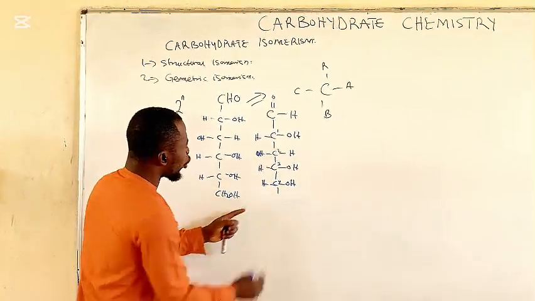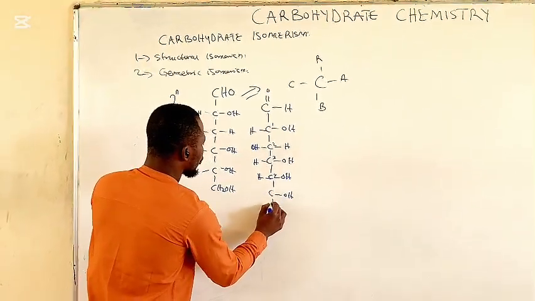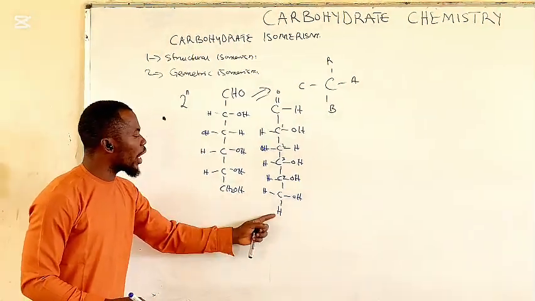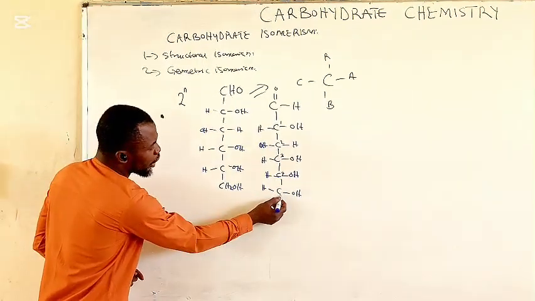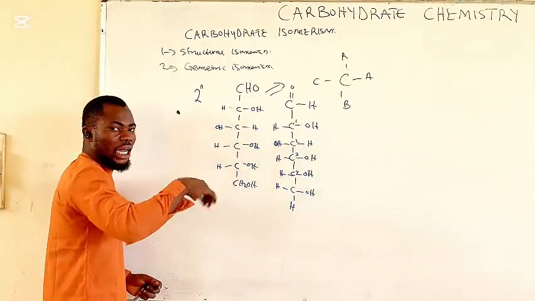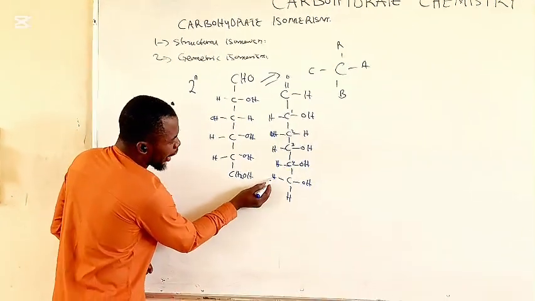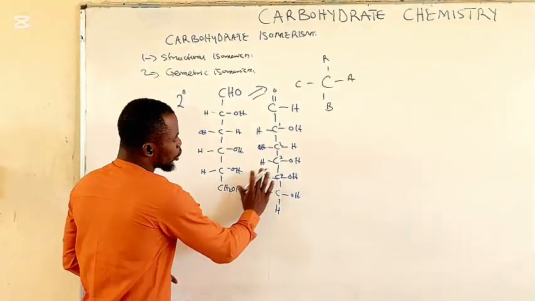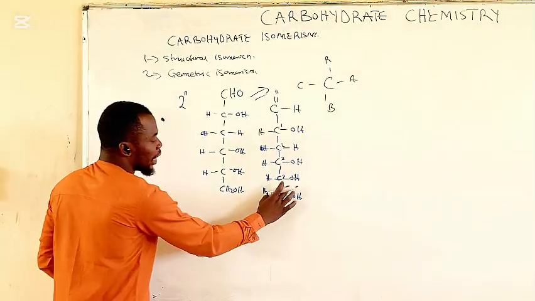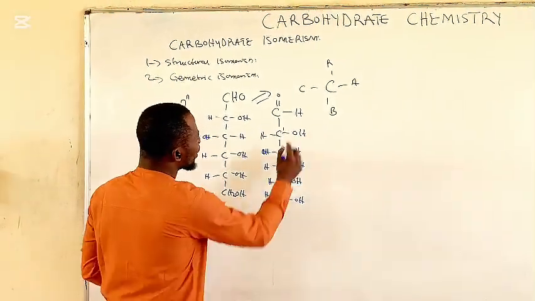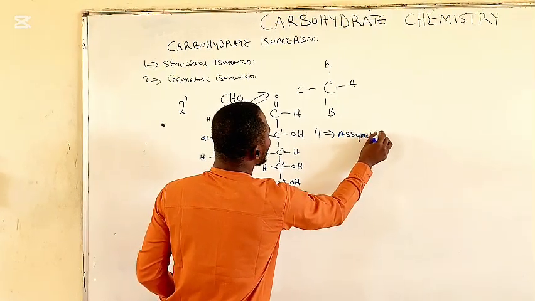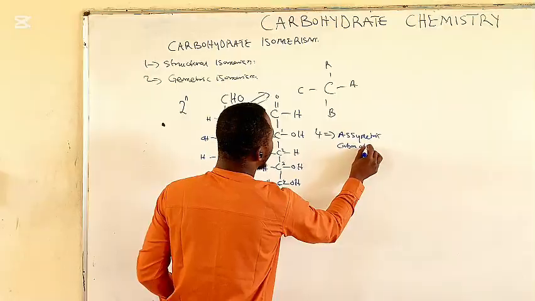Now the 6th carbon. The structure of the 6th carbon is something like this. We have CH2OH, C with 2 hydrogens and OH. We can see that this carbon is not asymmetric because it does not have 4 different groups attached to it. You can see from here that the hydrogens are the same thing, so it does not have 4 different groups attached to it. So from here, glucose has 4 asymmetric carbon atoms.